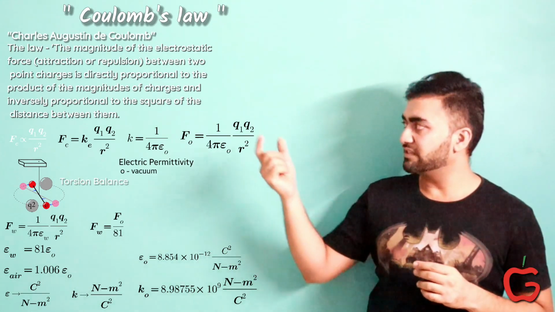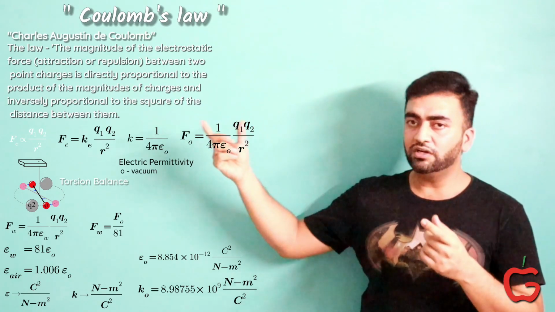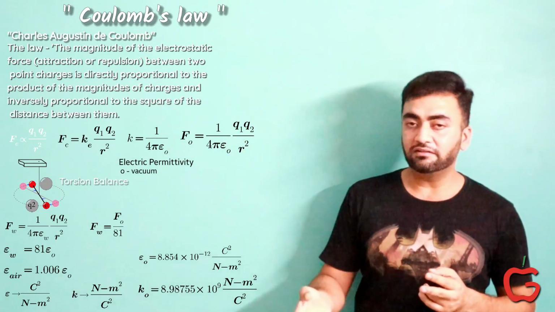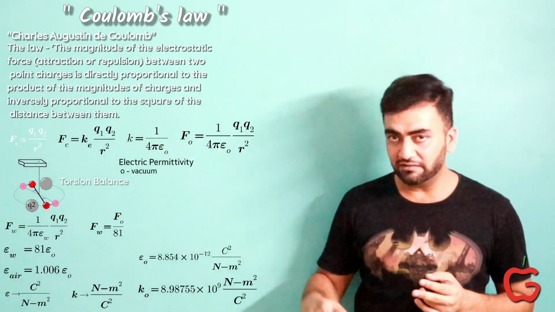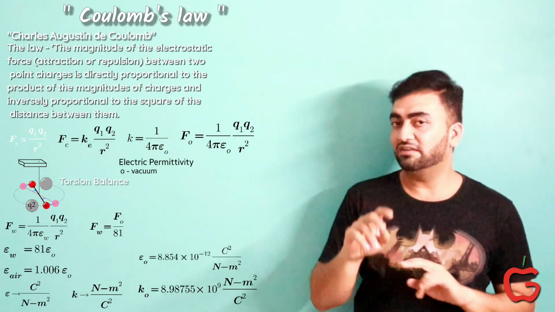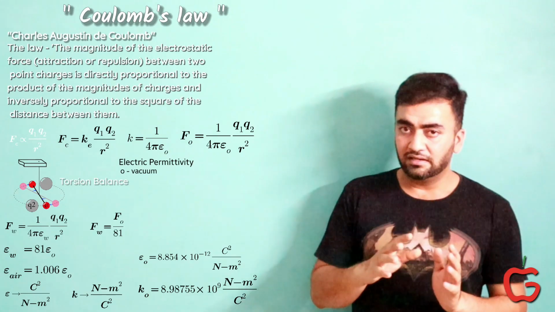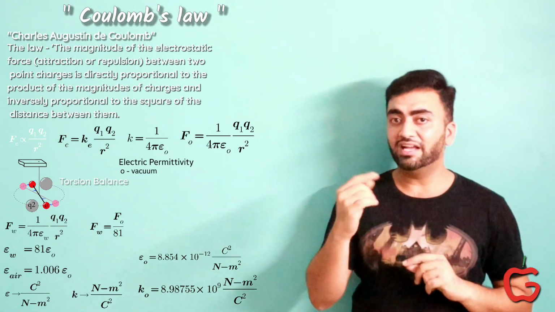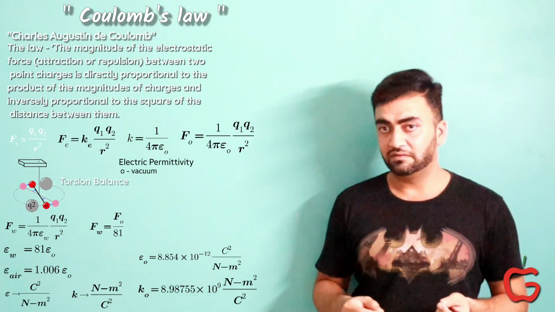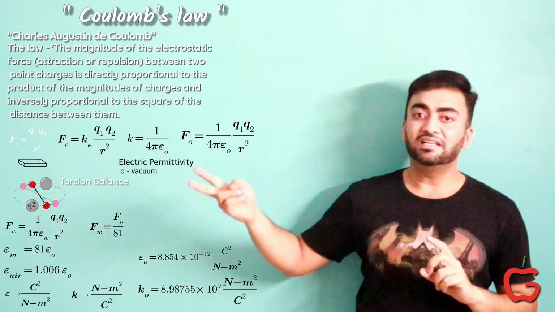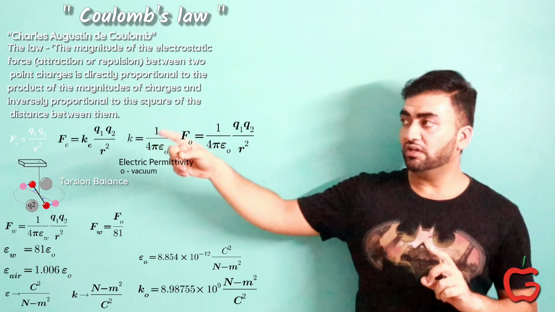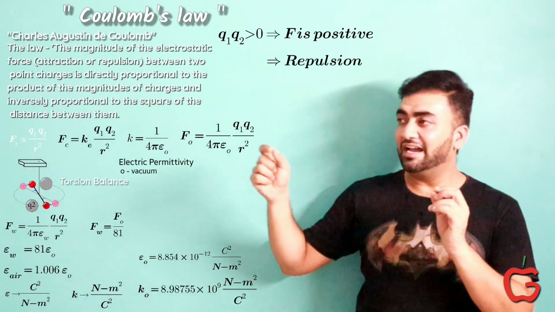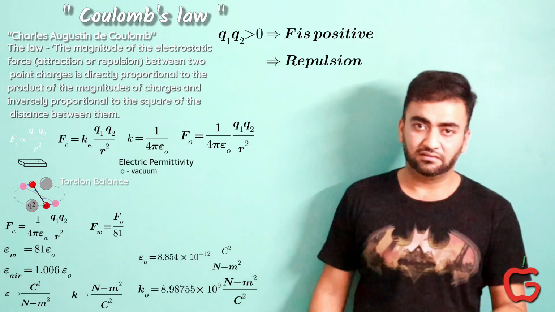One more thing we like to discuss is, suppose Q1 and Q2, the two charges, both are positive. So their product is positive. The force comes out to be positive. Now we know that two positive charges repel each other. Suppose Q1 and Q2 both of them are negative. So the product of two negatives is still positive. Again, two negatives repel each other. So if the force comes out to be positive, it is repulsion.